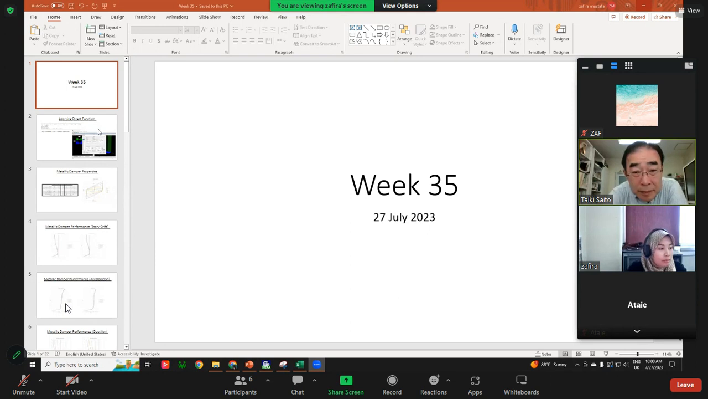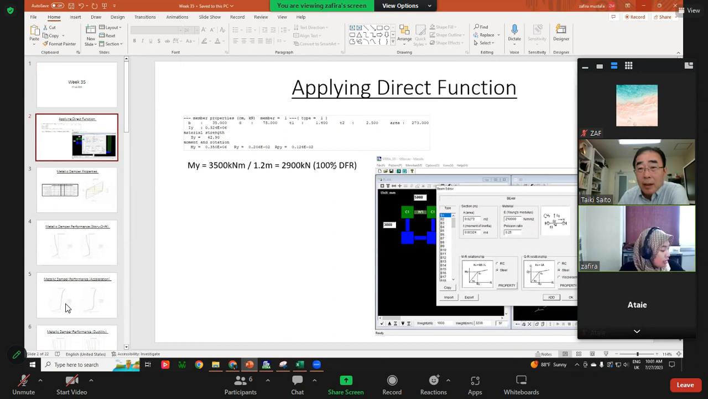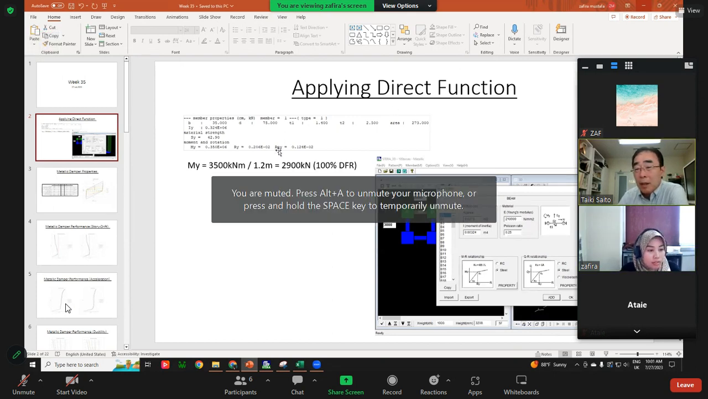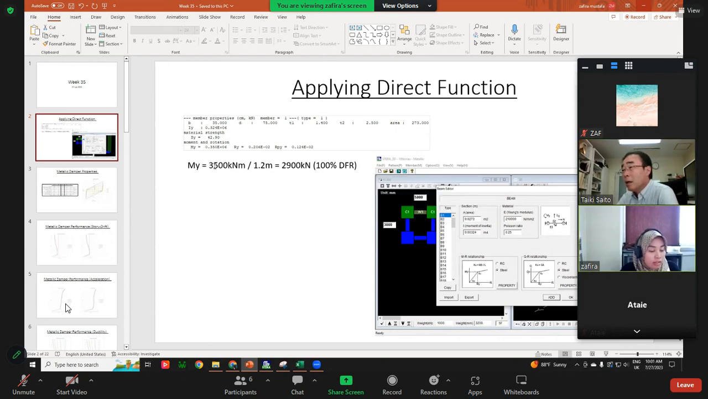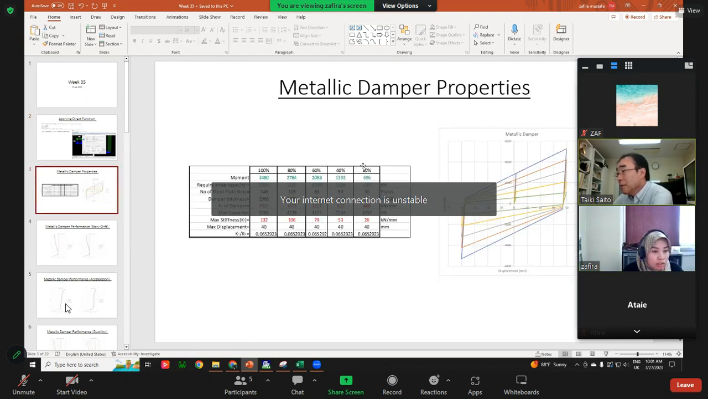Okay, so I reran the analysis using directions. The MY is 3,500 and the shear force is 2,009 Newton for 100%. What is the size of the beam? 750 times 350. Yes, the beam. So we put the data here, and then the section properties, and here are the properties of the metallic damper.